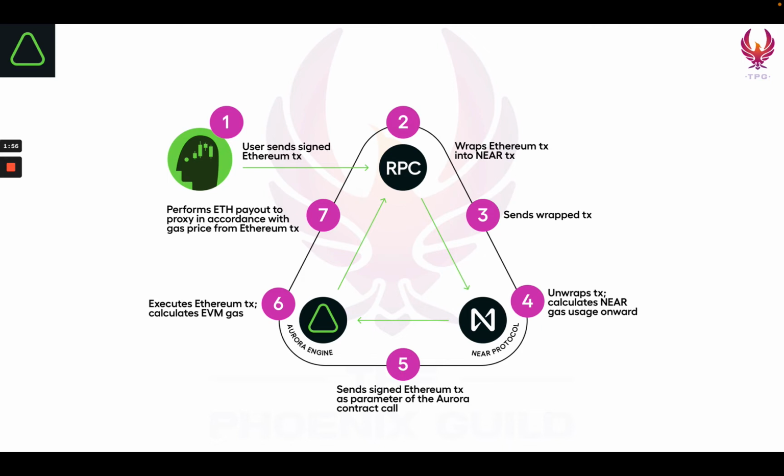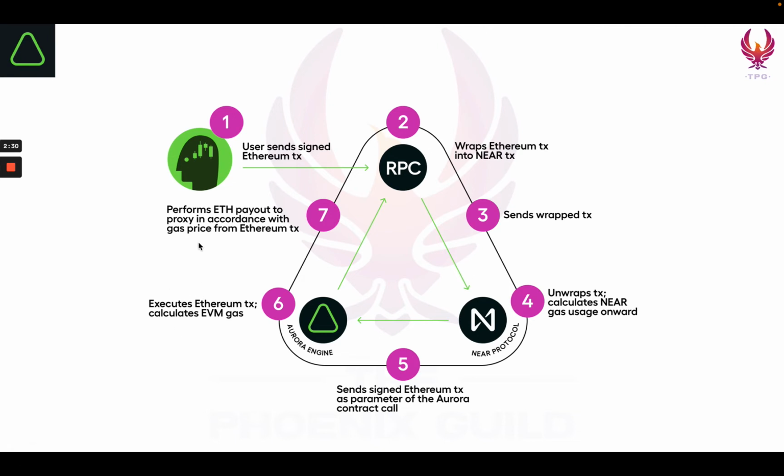Then this signed Ethereum transaction is sent as a parameter of the Aurora contract call. Remember that Aurora has smart contracts, EVM smart contracts deployed on top of Near. So this signed Ethereum transaction is sent as a parameter of the Aurora contract call. Now, the Aurora engine, which is what we are highlighting here, executes the transaction that comes to it as a parameter and calculates the EVM gas.